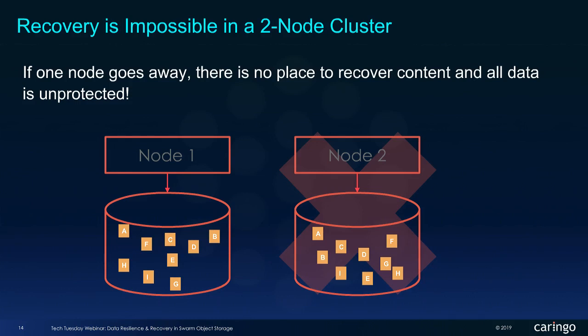But let's look at the worst case here. You can run in a 2-node cluster, but if one of those nodes goes away, there's no place to recover. Yes, all your data is still there, but one more failure and it's all gone. That's why we really encourage people to run a minimum of 3 nodes. You don't have to, but it's a smart practice.